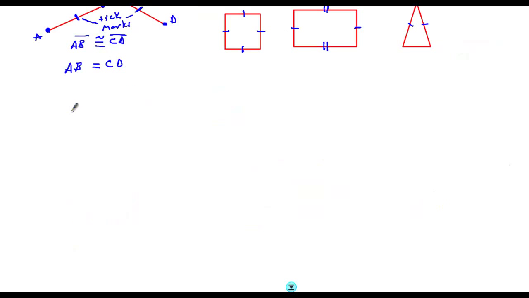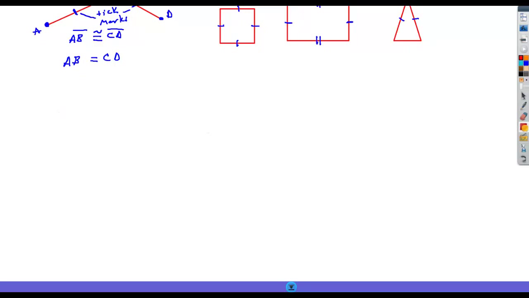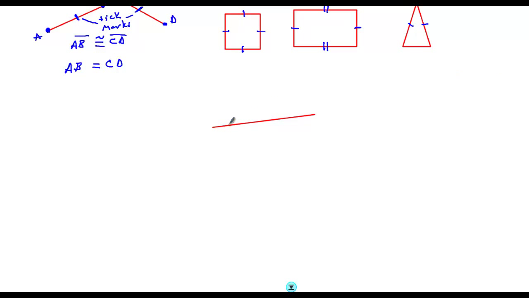Okay, the next thing that we're going to talk about with measuring and constructing segments is the 3 different ways that you can actually create a segment. So what I'm going to do here is I'm going to create a segment for us right now. So here's my segment. There's nothing special about it. I didn't make it a certain length. I just made it. Here's segment XY. Now, we're going to do 3 things with segment XY.